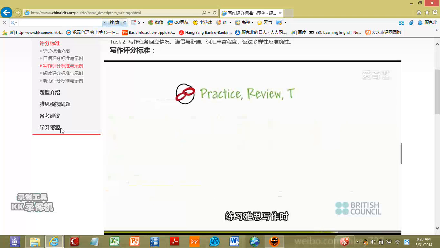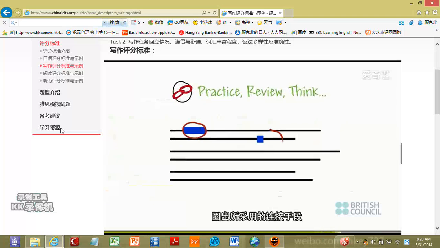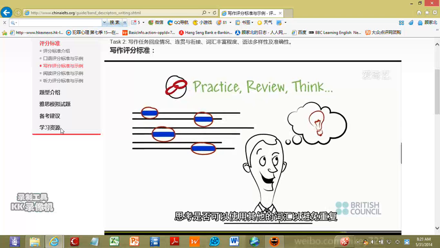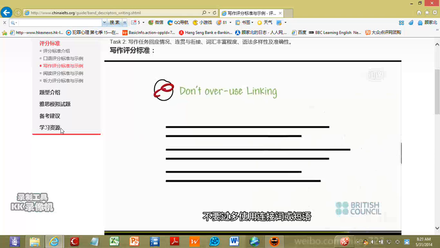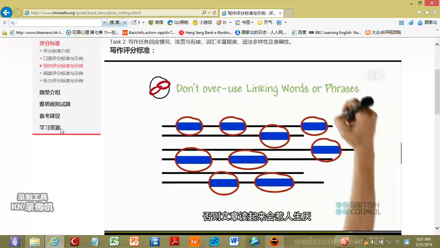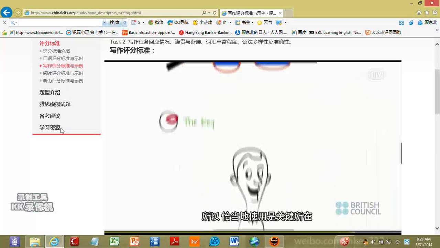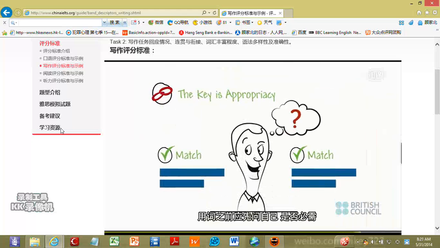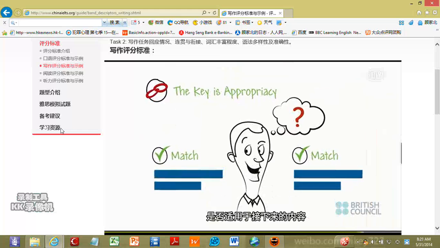As you practice writing essays, review your writing and circle the different linking devices. Then, think about how you could use different words to avoid repetition. Don't overuse linking words or phrases, however. This becomes irritating for the reader. The key in using linking words is appropriacy. Ask yourself, is this necessary and does it match the content that follows?